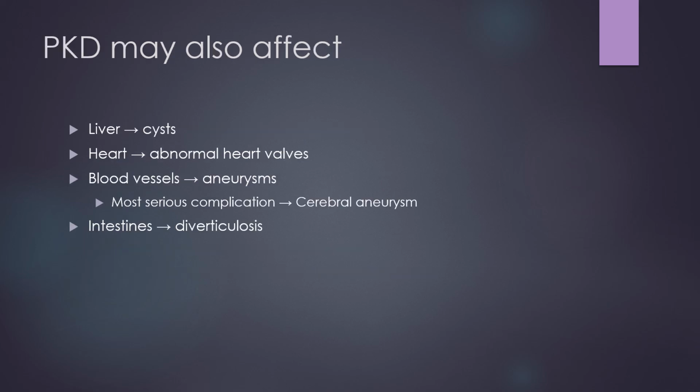PKD can affect lots of other organs in our body. It can cause cysts in the liver, it can cause abnormalities on our heart valves, and it can increase the risk for aneurysms in other parts of the body. And so the most serious complication of PKD would be cerebral aneurysm, causing subarachnoid hemorrhage.